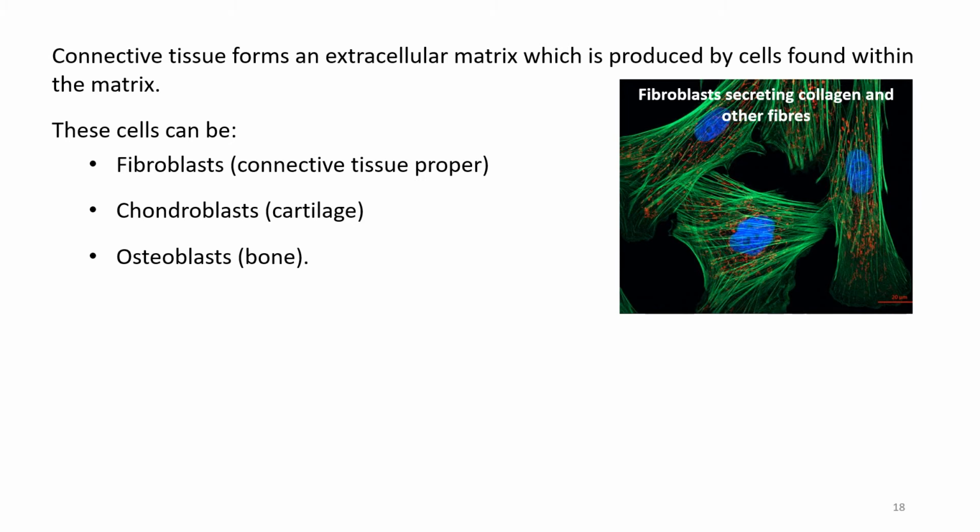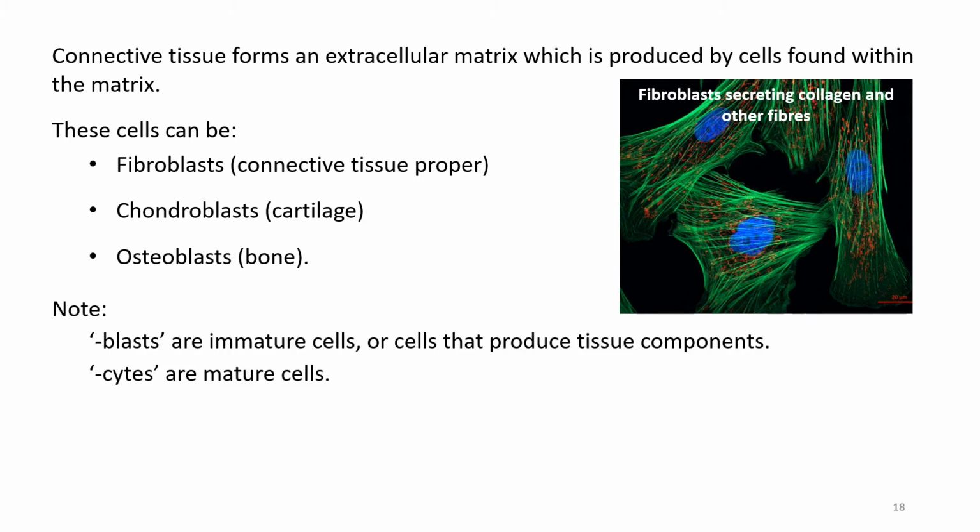Fibroblasts we'll come back to in immunology. They're responsible for healing, basically. Fibroblasts secrete connective tissue proper. So they secrete collagen and elastic fibers. And there's a lovely picture there. The blue blobs are the fibroblasts, but the green fibers are what they're secreting. Chondroblasts secrete cartilage. Osteoblasts secrete bone.